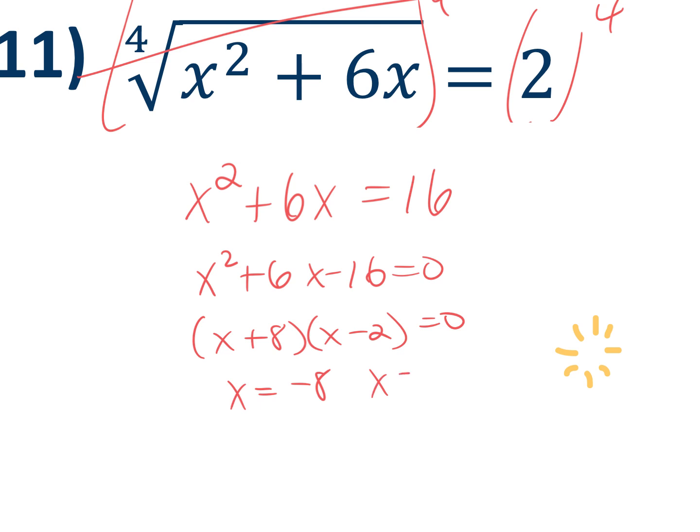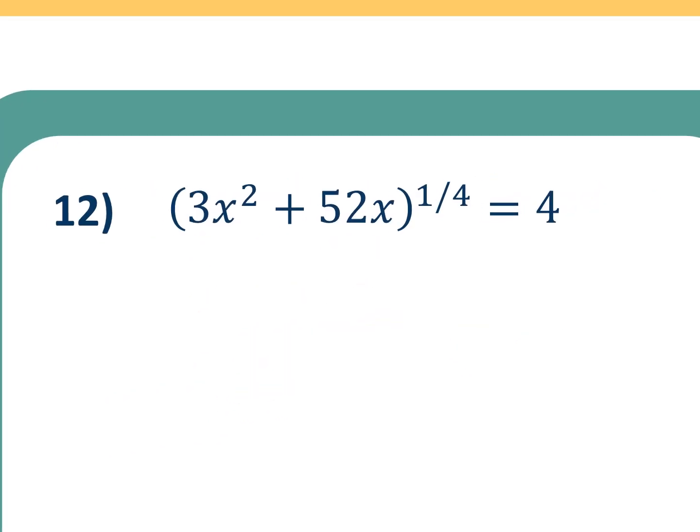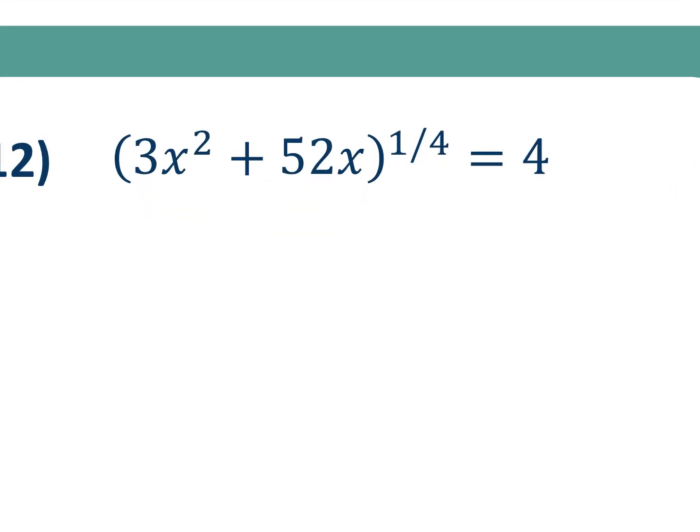Negative 8, positive 2. What should I do? Check. Take 2 seconds to throw them back in there and make sure they both work. If one of them doesn't, cross it out. This isn't the case, but let me know, hey, this one doesn't work. Remember, do not give me a multiple choice test when you turn in your test. I will pick the wrong answer, I promise. You guys understand? All right, let's go over to 12. Oh, these numbers are nice and small. That's good.